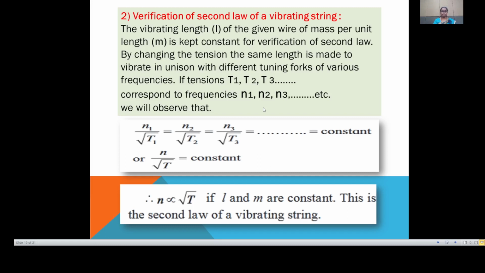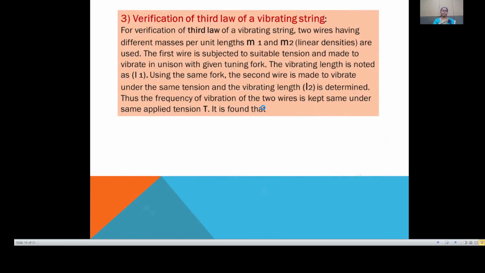Therefore, the fundamental frequency is directly proportional to the square root of tension if L and m are constant. This is the second law of vibrating string, and it is verified.